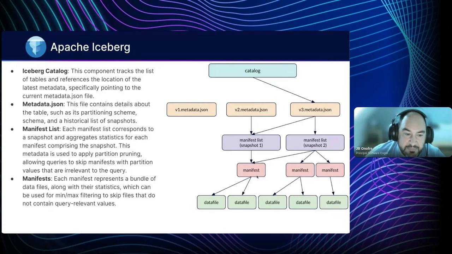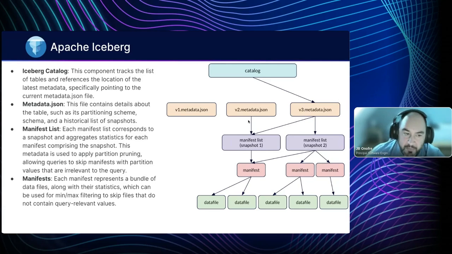And these manifests are actually aggregated in something named a manifest list. This manifest list is actually a snapshot in the Iceberg wording, and it aggregates the statistics for each manifest inside the same snapshot. So the metadata is used to apply partition pruning, allowing queries to skip manifests with partition values, and everything that is used by the query planner to optimize the query.